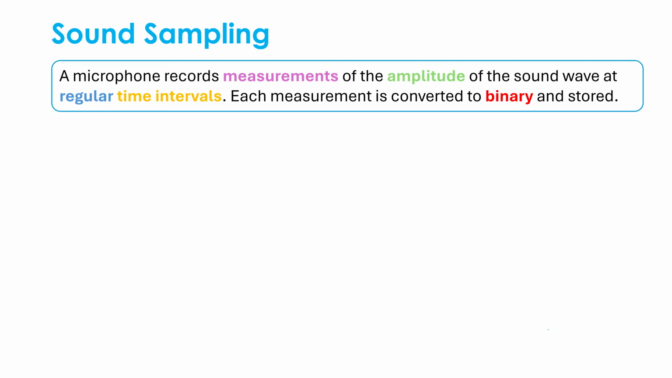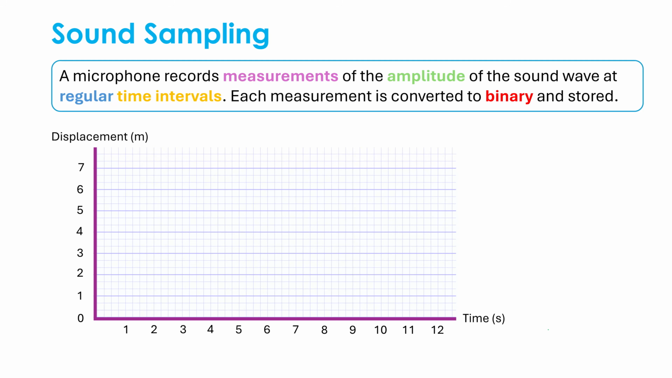Each one of these measurements is converted to binary and stored. This is a very set definition I've given you here, which you sort of need to learn because it's quite a common exam question. How does a microphone sample sound? Well, this is how. That doesn't make sense unless you've looked at an example. So let's put another graph up and let's perform some sound sampling ourselves.